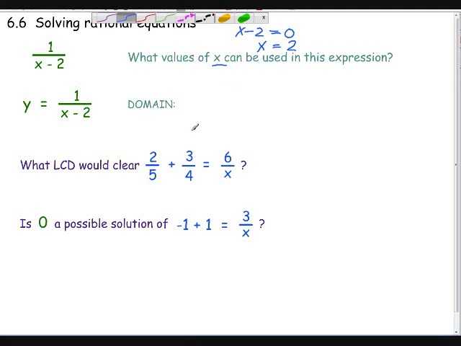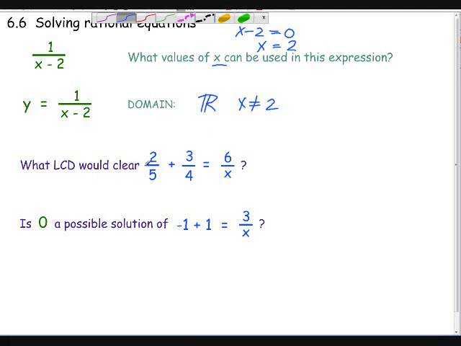So my domain is all real numbers except that x cannot equal 2. That is the one exception.